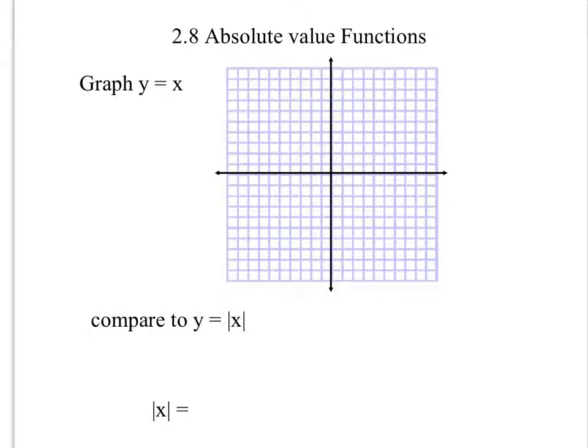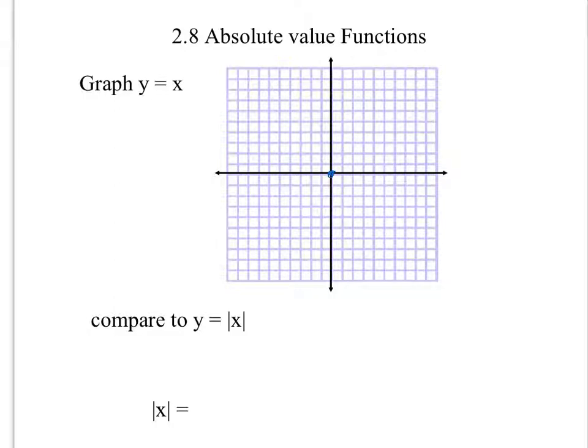So now we're talking about absolute value functions. We've talked about absolute values before in the definition of an absolute value, but now we're going to look at the graph. To start off with, I actually want to look at the graph of y equals x. Now if you think about that, the y-intercept is 0.